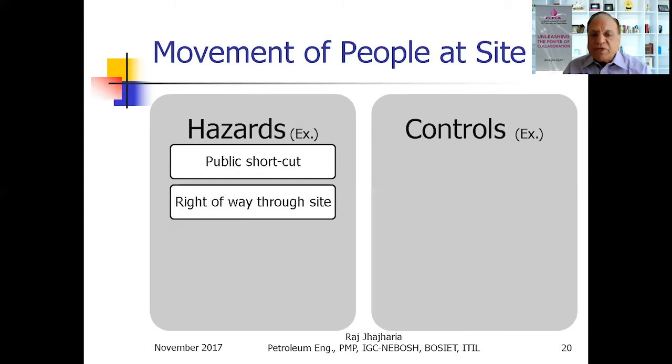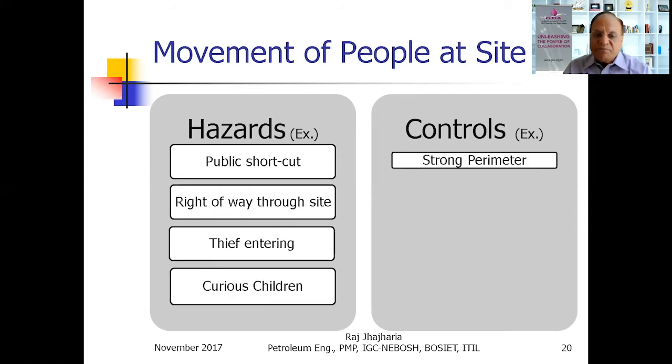Right of way through site. This is another very important one. Most of the pipelines, when they are laid in the civilian area, have a fence around them and you are not supposed to go over them. But many people cut the wire, cut the fence, because again they want a shortcut, and they go through the right of way. Or there is some property with a clear sign of no trespassing and you go through it. Thief entering, curious children.